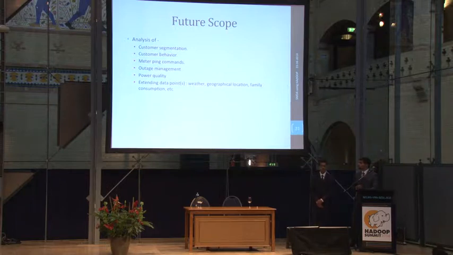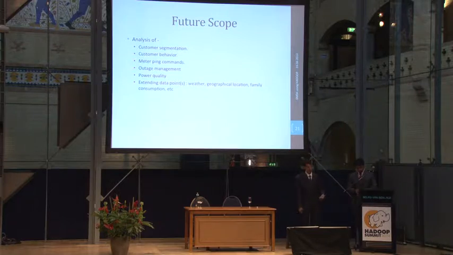Now let us come to the future scope. First is customer segmentation. Using smart meter data analytics, the utility companies can focus on customer segmentation. Customers can be segmented on the basis of whether it is an industrial customer or a household customer, the amount of energy it is using, how many people are staying in the house if it is a household meter, and the geographical location of the meter. All these various parameters can be taken into account for this customer segmentation.